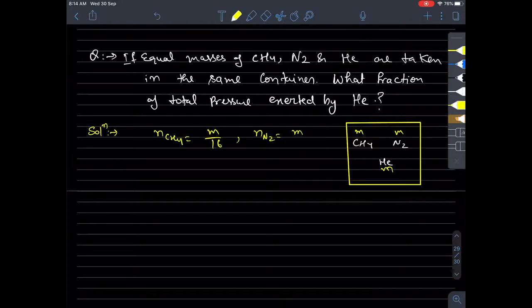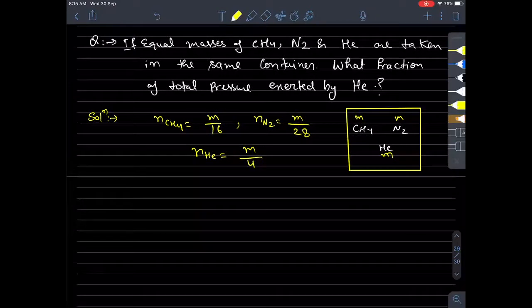Okay, so the number of moles of helium will be equal to what? M upon 4. Agreed? So very simple. It is asking what fraction of the total pressure is exerted by helium. Basically, it is asking PHe upon P total. Yes or no? Basically, the ratio of these two.